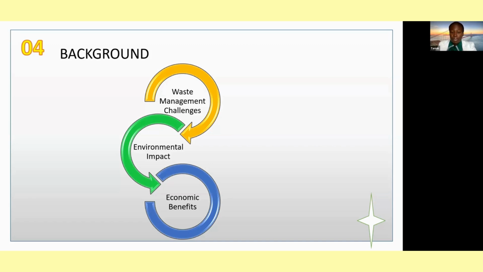Secondly, the environmental impacts. Construction and demolition waste has significant environmental impacts. For example, it causes land degradation, groundwater contamination, land and air pollution, and also greenhouse gas emissions, which contribute to climate change. So by having this automatic sorting machine, we'll be able to eradicate these environmental impacts.